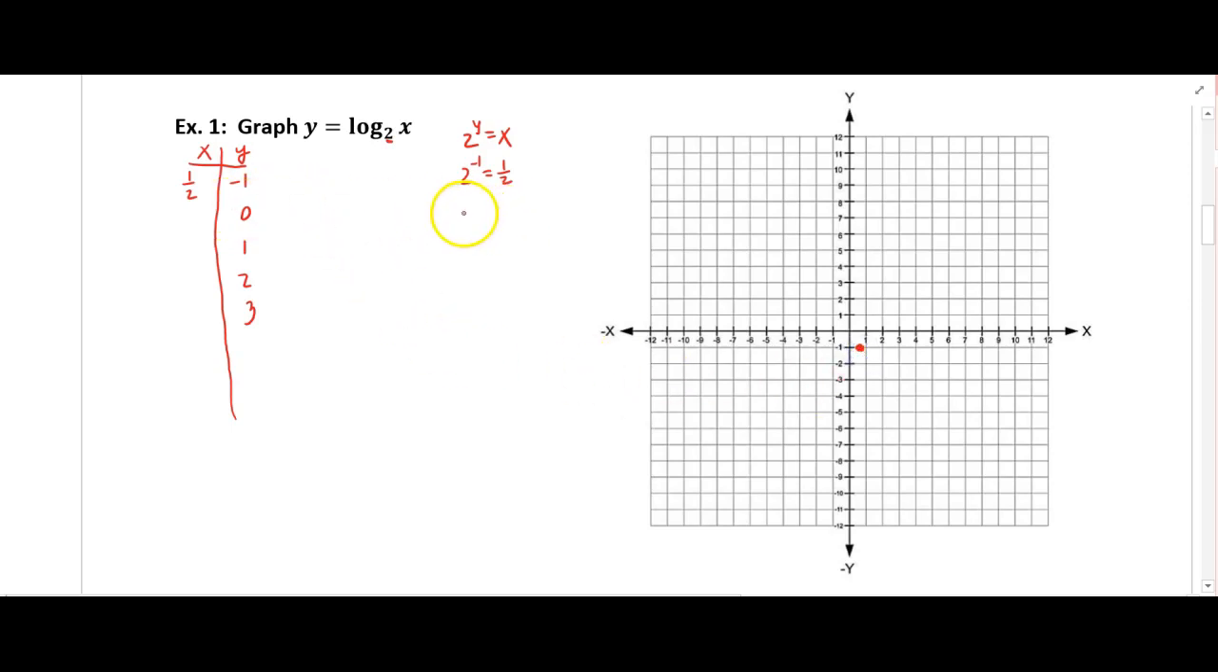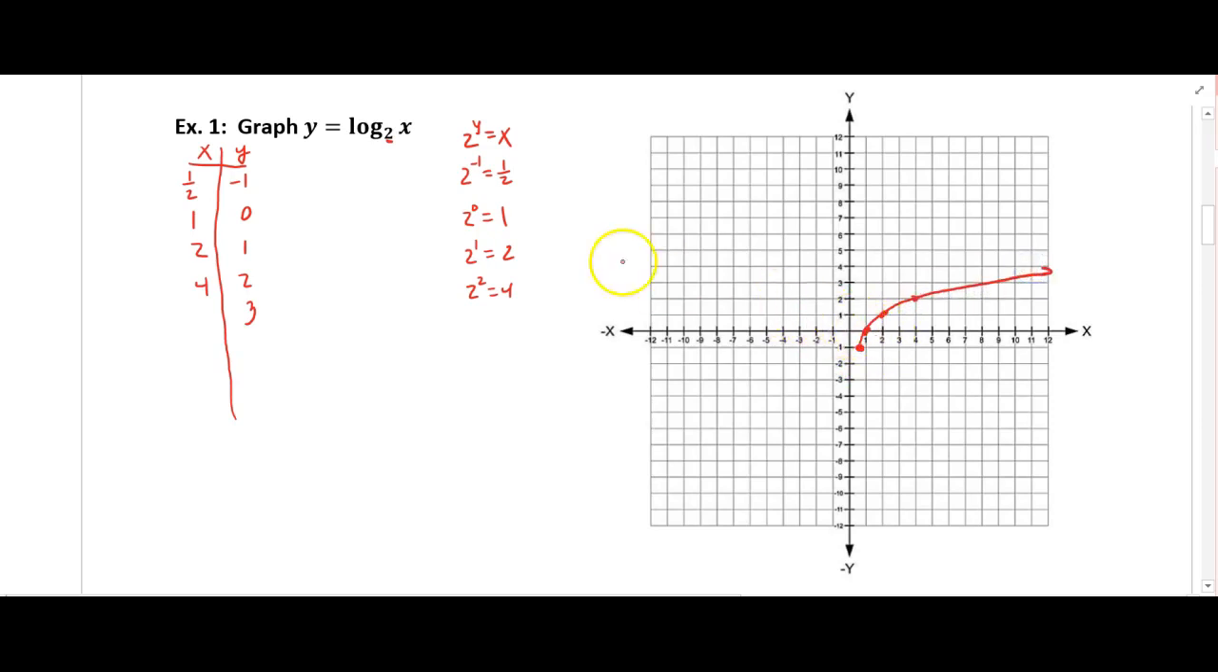If I plug 0 in, 2 to the 0 power is equal to 1. So when y is 0, x is 1. I'm going to plot that ordered pair. Then when y is 1, 2 to the first power is 2, so x is 2. When y is 2, 2 squared is 4. Now, when I plot these, I have (2, 1) and (4, 2). And this is what our graph would look like.